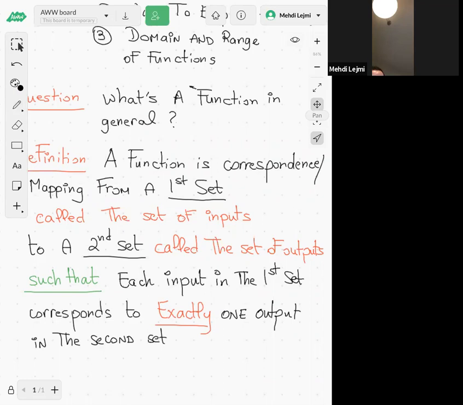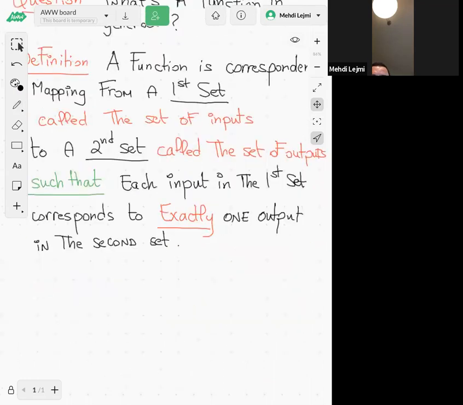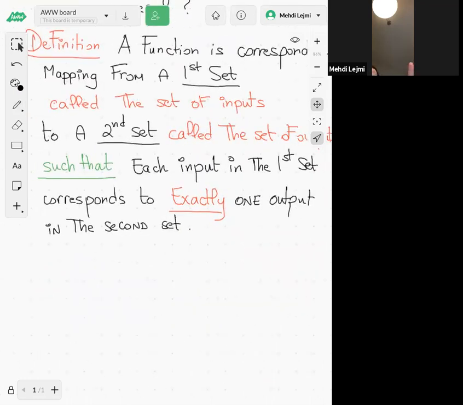Okay, so this is a very general definition of a function. So what we are saying is there is a correspondence between two sets, a first set called the set of inputs, and the second set called the set of outputs, right? And the rule is the following. So each input in the first corresponds to exactly one output in the second. So here's an example.